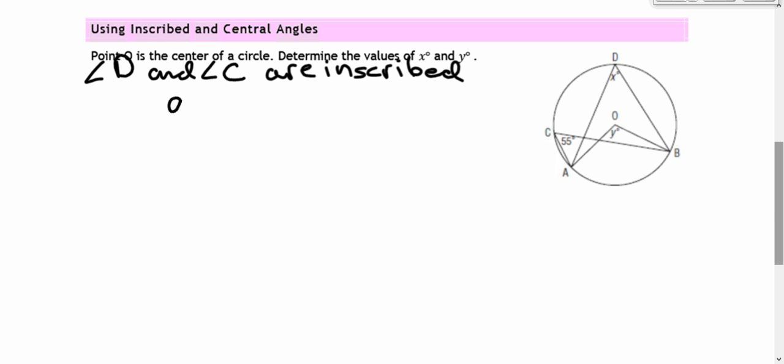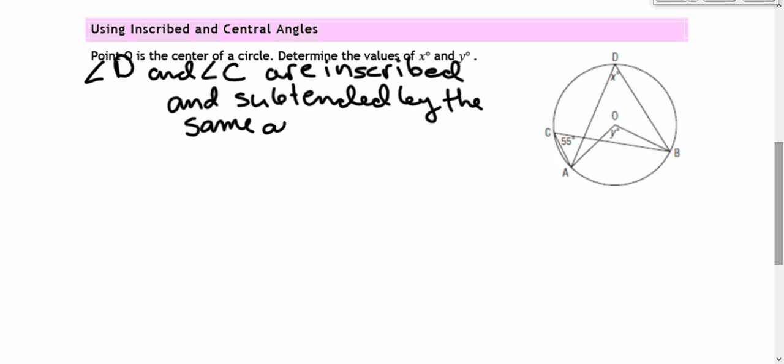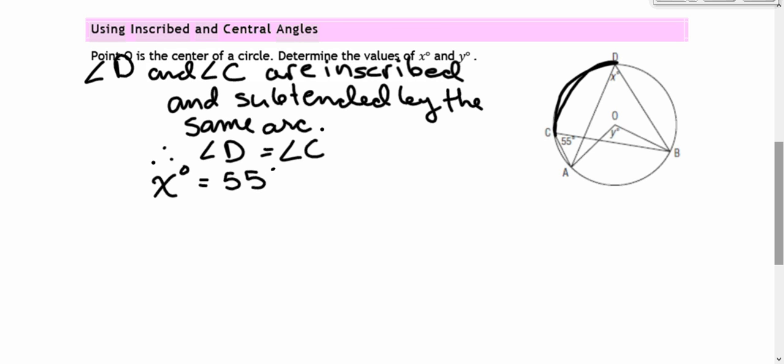And subtended by the same arc. Therefore, angle D equals angle C. Because we talked about how if they're subtended by the same arc, and they're on the same arc here, and they're inscribed angles, which they are, they should be congruent. So then x degrees is equal to 55 degrees.